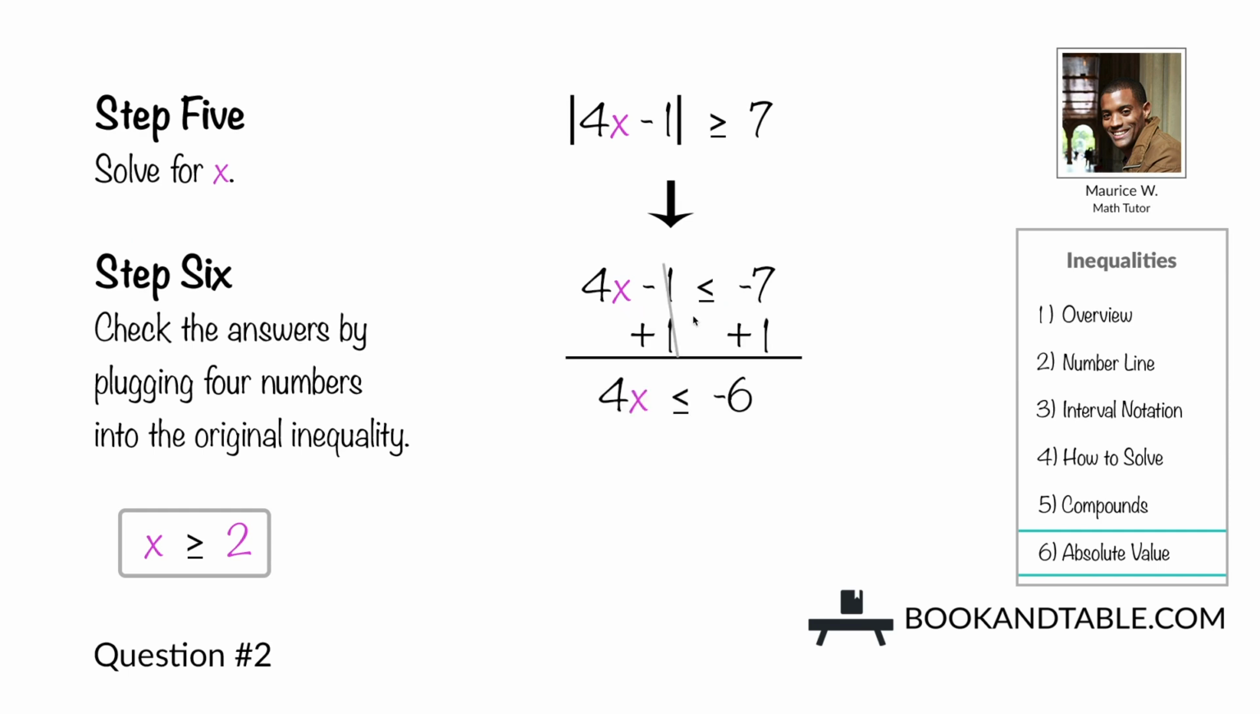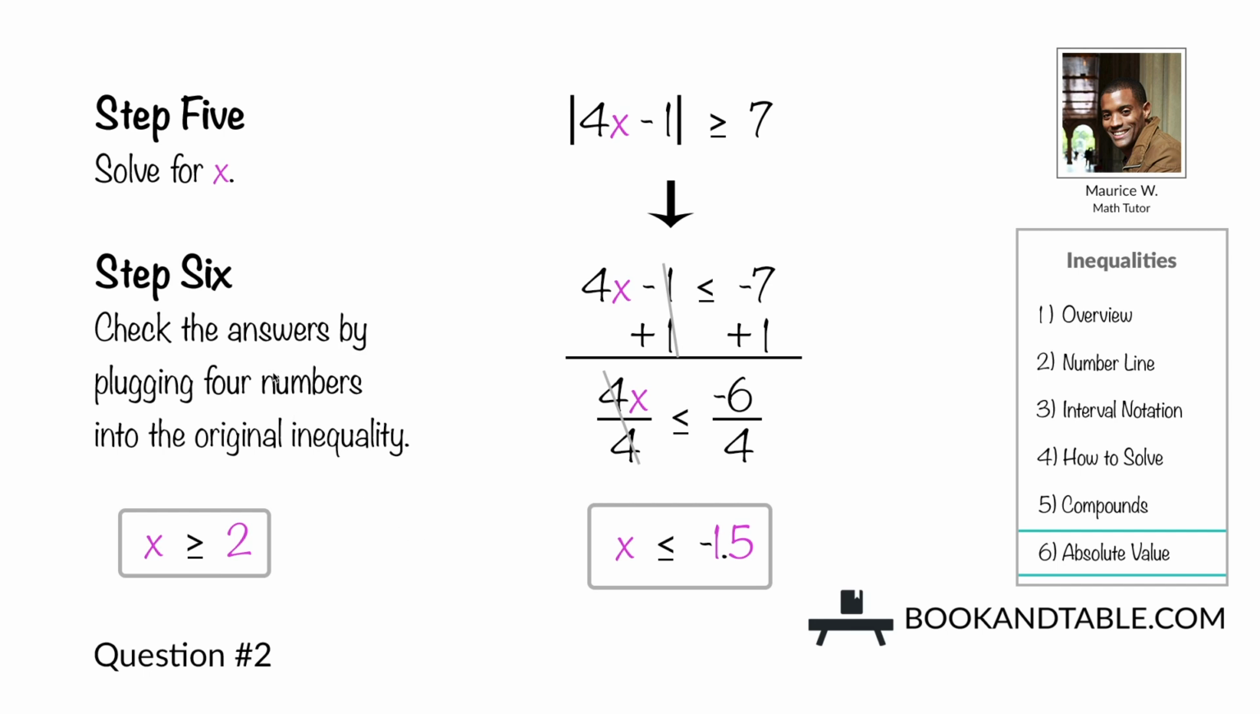So we'll add 1 to both sides, giving us 4x is less than or equal to negative 7 plus 1 is negative 6. And now we want to divide both sides by 4 to get rid of this coefficient of 4, giving us x is less than or equal to negative 6 divided by 4 is negative 1.5. So the two answers are x is greater than or equal to 2, or x is less than or equal to negative 1.5.